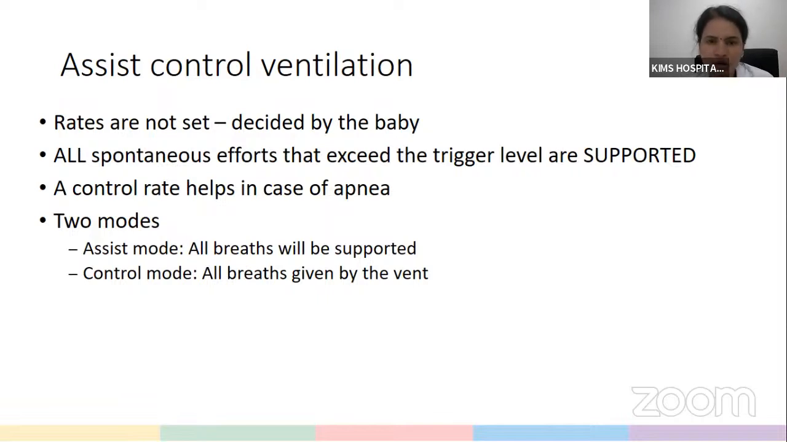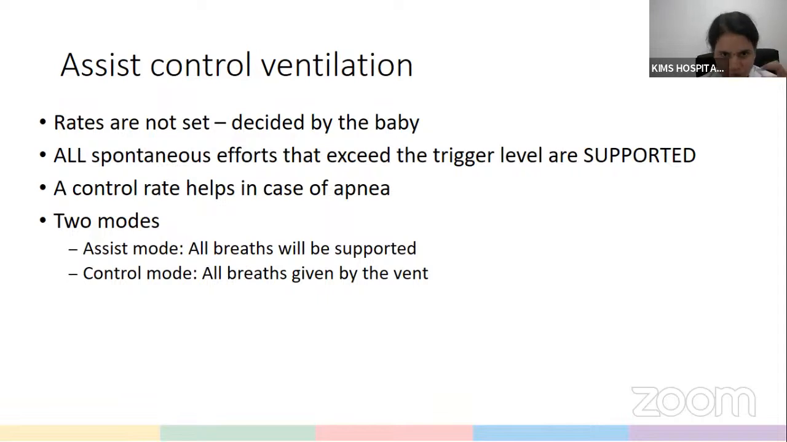So if the trigger crosses the trigger threshold, all those breaths will be supported by the ventilator. So if your baby is breathing at a rate of 70 per minute spontaneously, all the 70 out of 70 breaths, as long as they are above the trigger threshold, will be supported by the other parameters that we have set. So PIP, PEEP, I time, FiO2 and flow are still controlled by us. A control rate is still set in SIPPV or in assist control ventilation, which will come into play if the baby goes into apnea or respiratory depression. So if the baby doesn't breathe at all, you will keep a backup rate. So let's say 30 breaths per minute is the minimum I want to give. That will be set as the backup rate.